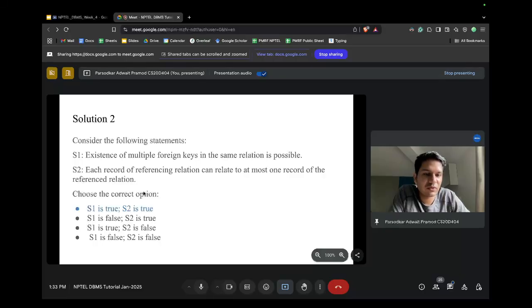So this 2 should only correspond to, let's say, one row. So 2 would correspond to, let's say, CSA department. So it should only correspond to one row. It cannot be the case that 2 corresponds to CSA department and EE department or mechanical department. Right? So this 2 should refer to at most one record of the reference relation. Is that understood? Okay.